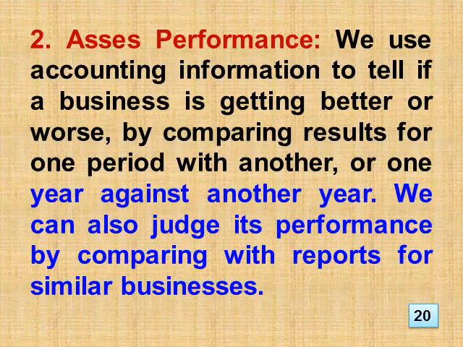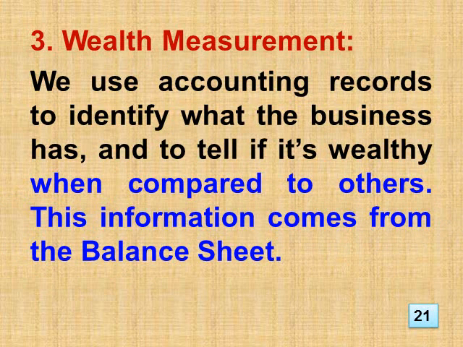2. Business performance. We use accounting information to tell if a business is getting better or worse by comparing results for one period with another, or one year against another year. We can also judge its performance by comparing with reports for similar businesses. 3. Wealth measurement. We use accounting records to identify what the business has, and to tell if it's wealthy when compared to others. This information comes from the balance sheet.